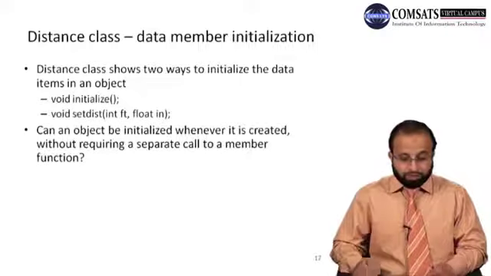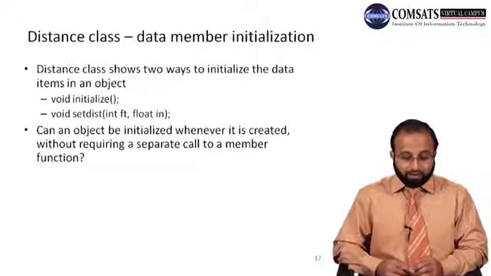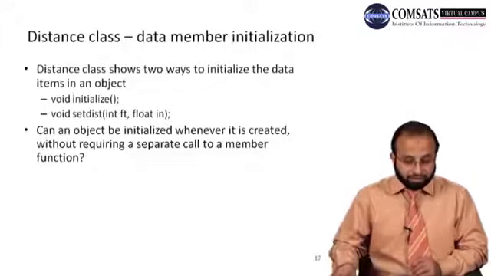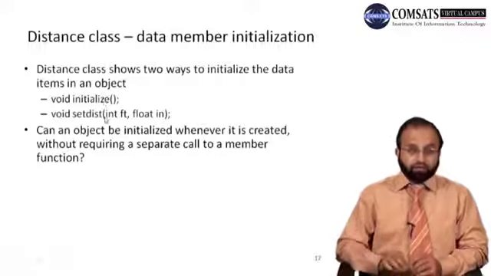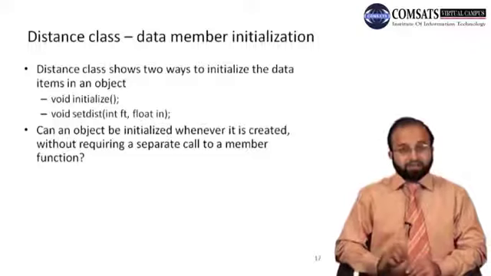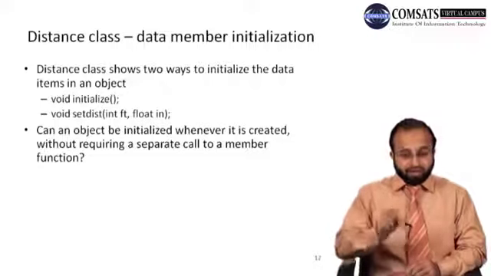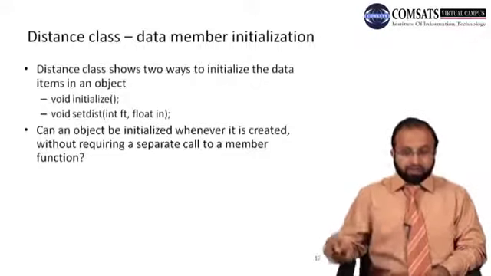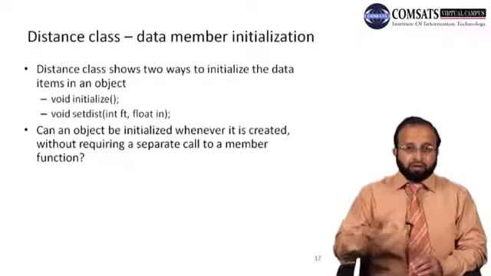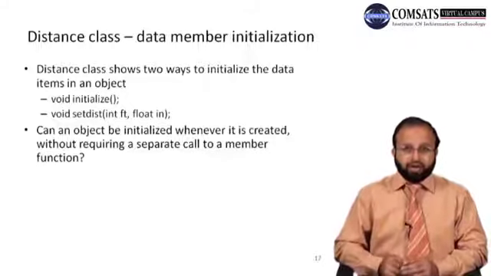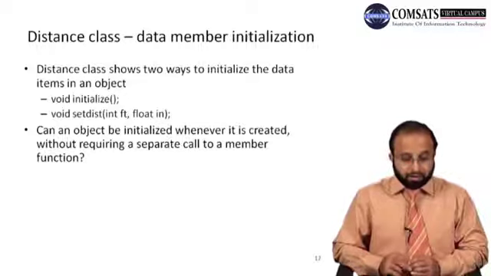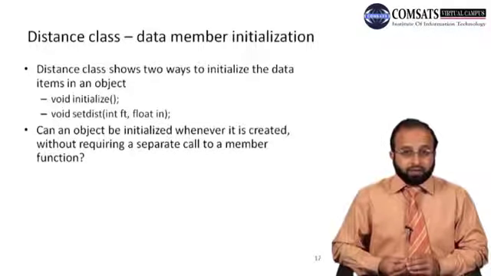So can an object be initialized whenever it is created without requiring a separate call to a member function? So this requires that you have to explicitly call the initialize and set dest function. You have to write dest1 dot set dest if you want to initialize its value, or you have to write dest1 dot initialize, right? So you have to call these functions in order to initialize the value of the private data member of the object of the distance class.